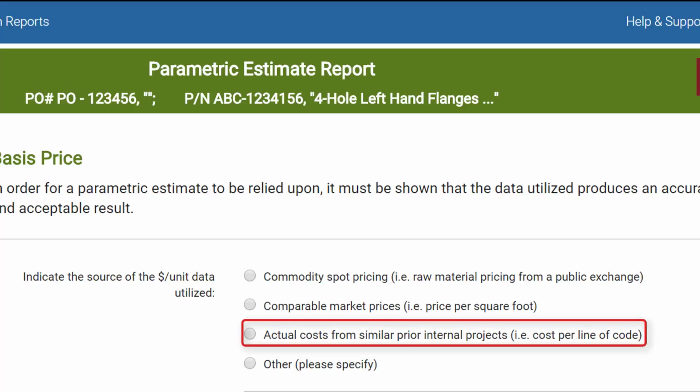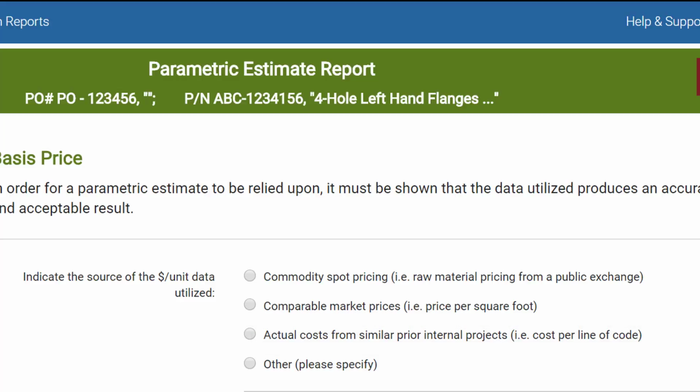The third option is actuals from a similar internal project. If your company has collected actuals that align with the current effort, then they can be used here. Note that this refers to projects that were completed internally, not projects that were outsourced. Past outsourced projects should be used in a historical price analysis, not parametric.